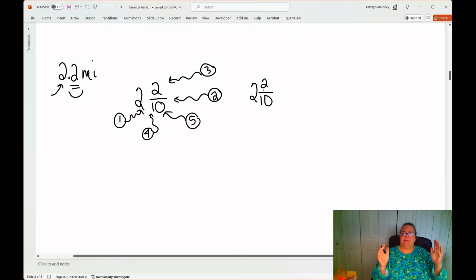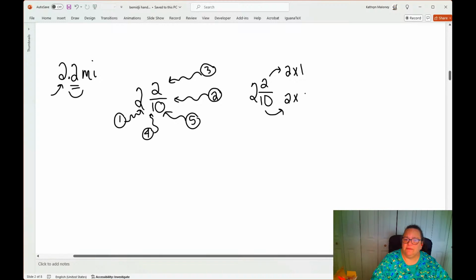And you did it. But remember, with fractions, we always want to reduce. Now, I always think about multiplication when I reduce fractions. And I know that this is 2 times 1. And then I look at my denominator, my 10. Does 2 go into 10? Yeah, it does. 2 times 5.